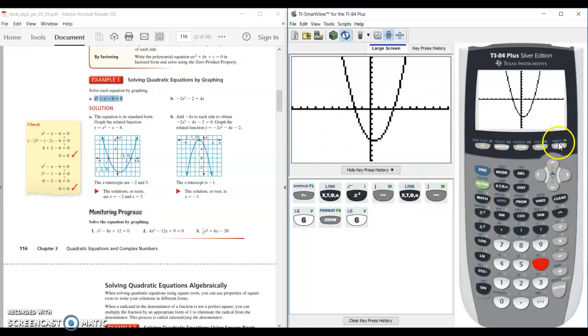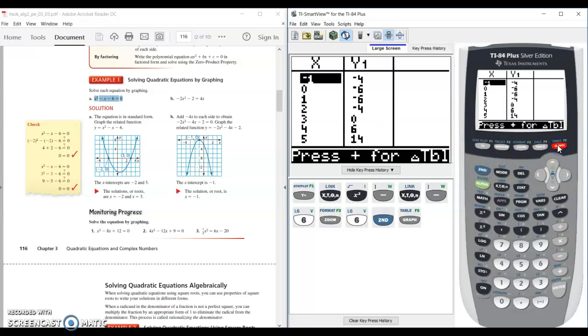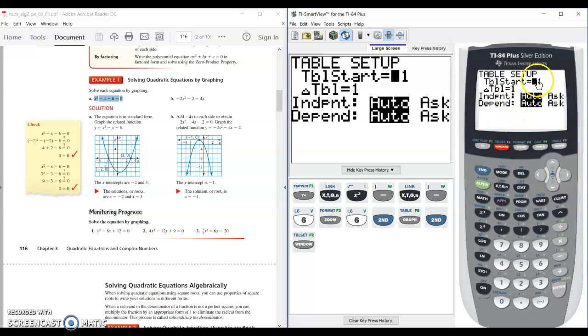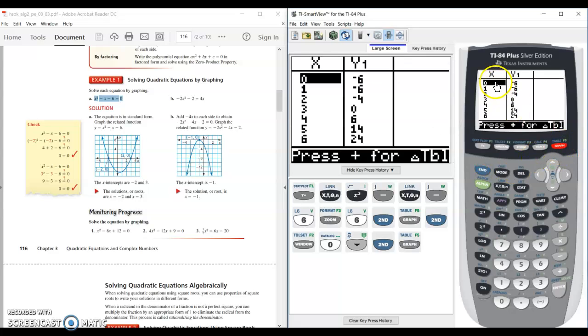One way is to look at the table. It's in blue letters, so we got to push second and then table. And we're looking at a table. If your table's messed up, there's a little table set right here. You can do second and do table settings and just tell it, you know what, start counting at 0, count up by ones, so I can push down. I want to count by ones, and then I'm going to go second, go back to the table. So it starts at 0.